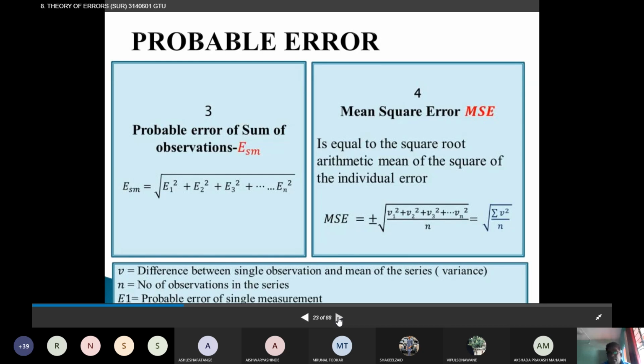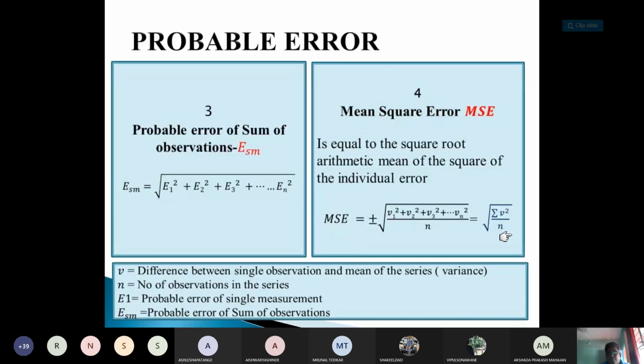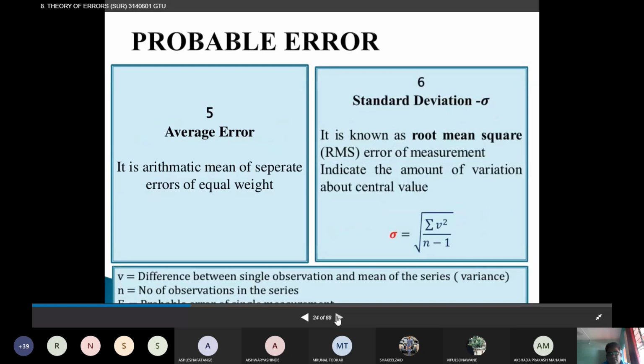And the fourth one, mean square error. Mean square error is equal to the square root of the arithmetic mean of the squares of the individual errors. So it may be calculated plus or minus, the square root of v1 square plus v2 square up to vn square divided by n. So it is nothing but the square root of summation of v square by n. Please note down, v is the difference between the single observation and the mean of the series. N indicates the number of observations in the series. E1 is the probable error for the single measurements. ESM indicates the probable error of the sum of the observations.